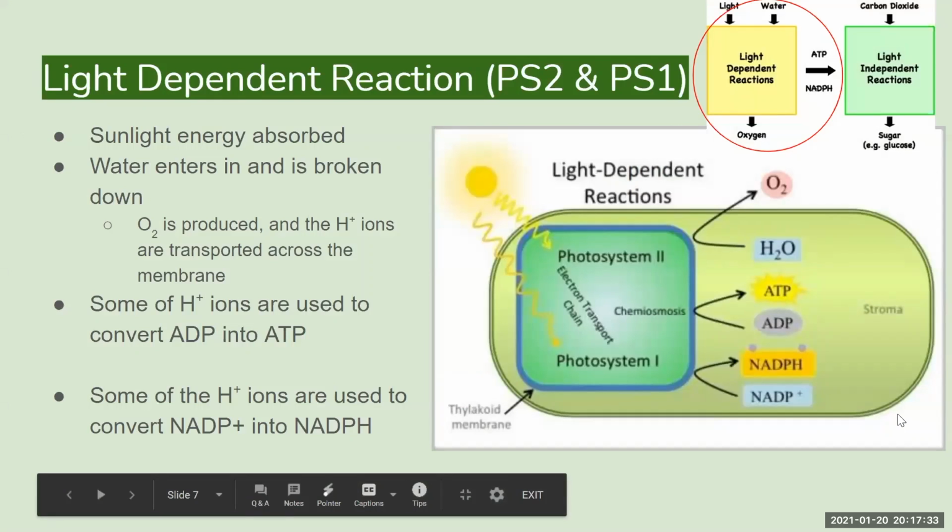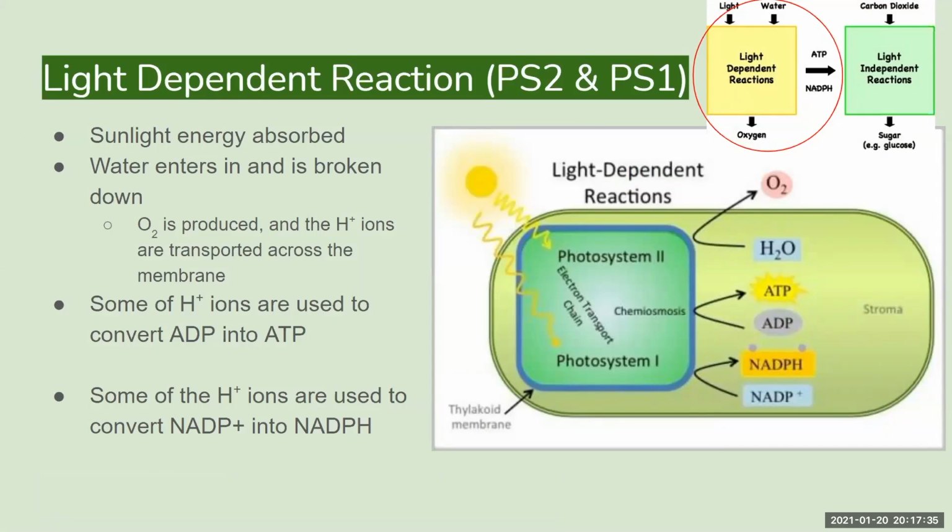To dig a little deeper, light-dependent reactions, as mentioned before, consist of photosystem 2 and photosystem 1. Sunlight energy is absorbed, water enters in and is broken down. This produces oxygen, and the hydrogen ions are then transported across the membrane. Now, some of those hydrogen ions are used to convert ADP into ATP, and some of those are used to convert NADP+ into NADPH.